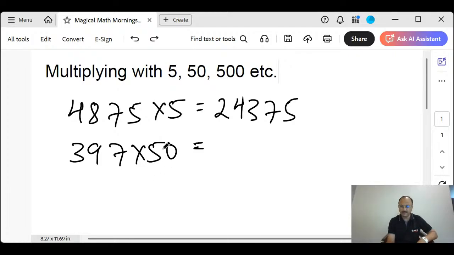Multiply 397 into 5. And then add 1 0 at the end. You got it? Very good. See, 1 9 8 5 followed by 0. That 0 you have to add it, correct? You missed to add this 0, correct?